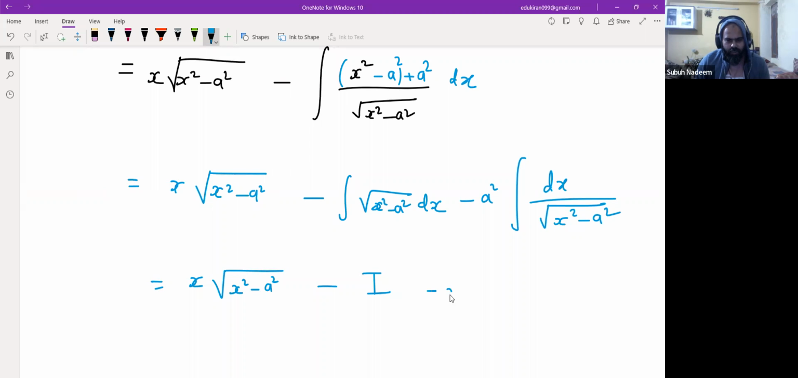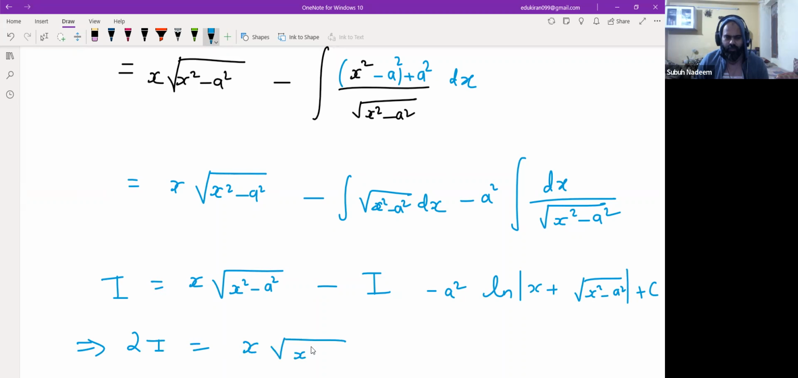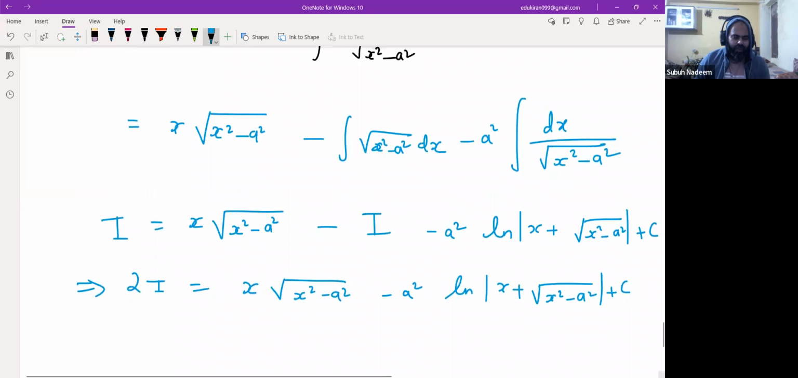And this other one is the formula which we studied in one of the previous exercises, log of mod of x plus root over x square minus a square plus c. So this is what we are getting. So I, if we take on the left, so I plus I will be 2I. 2I is equal to x root over x square minus a square, minus a square log of mod of x plus root over x square minus a square plus c.